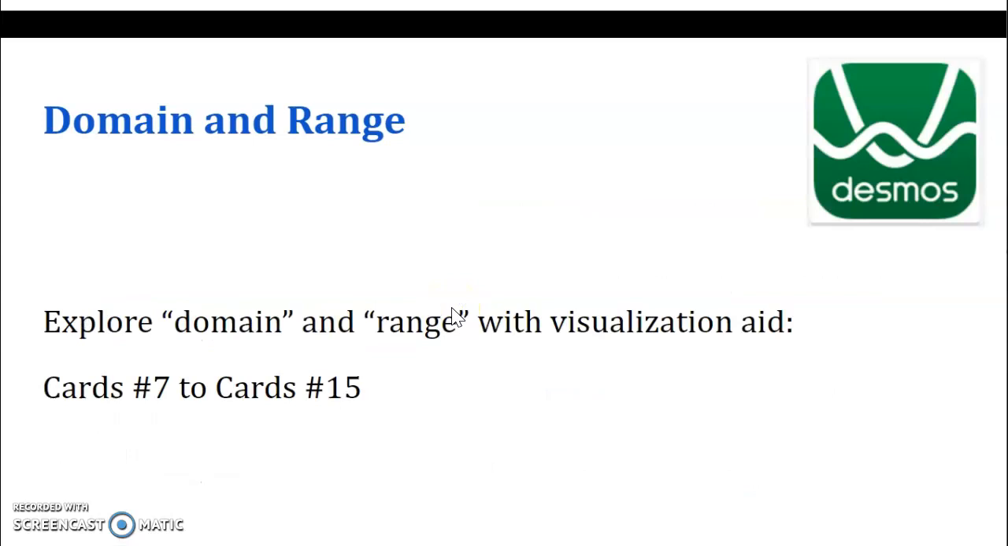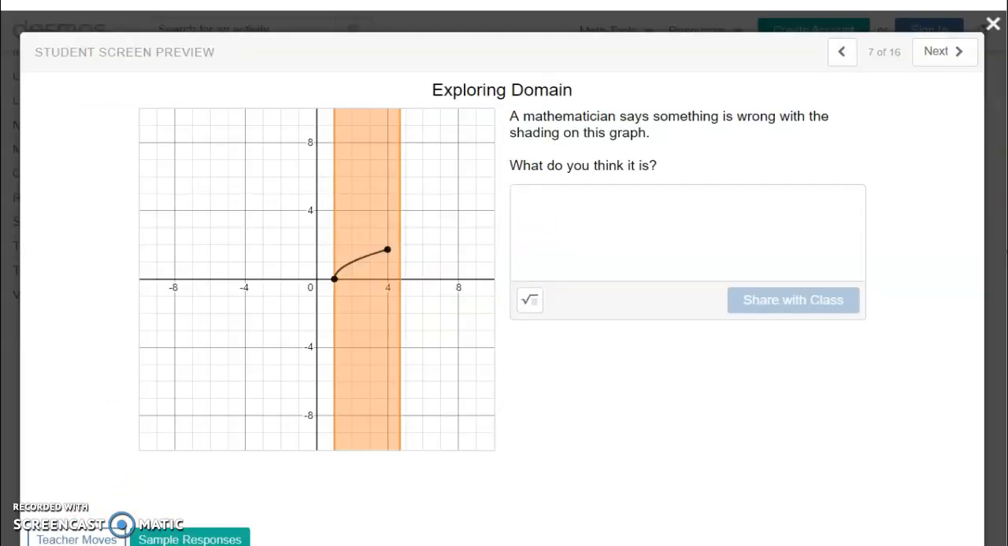Okay, so let's try the domain and range problem on Desmos. You're going to go on to cards 7 to 15 right now. We're going to do this together, and then I'm going to let you go on your own too.